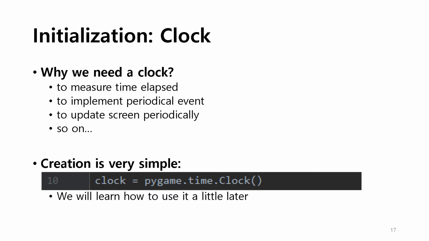Okay, then we need a clock. Why? We need it for many reasons. For example, we should periodically update the screen, or listen to and handle events, or measure the time elapsed, and so on. So we can make a clock in a very simple way by using this.